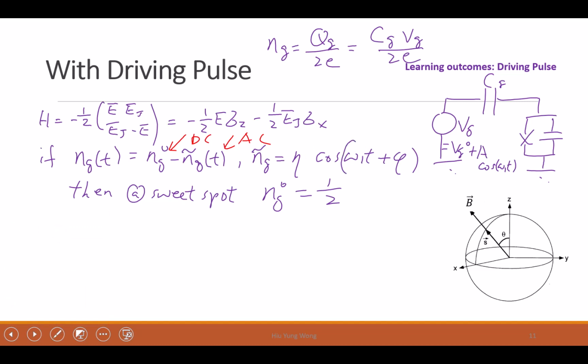Okay, now, then what? Now, it's a sweet spot, right? Then let me rewrite the Hamiltonian equal to half E times sigma z, right? But what is E now? Because it's at the sweet spot.